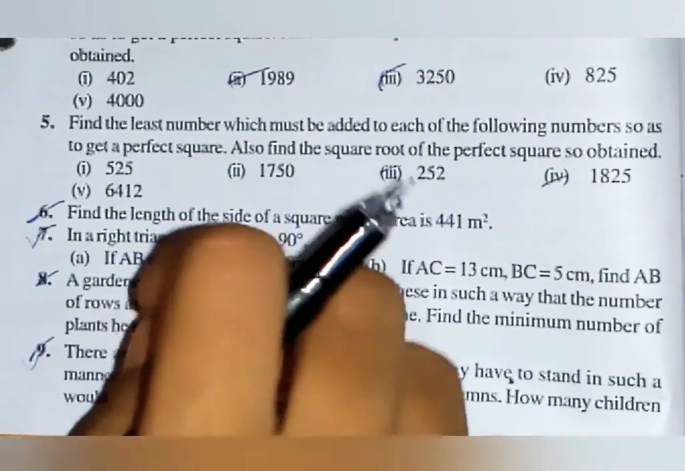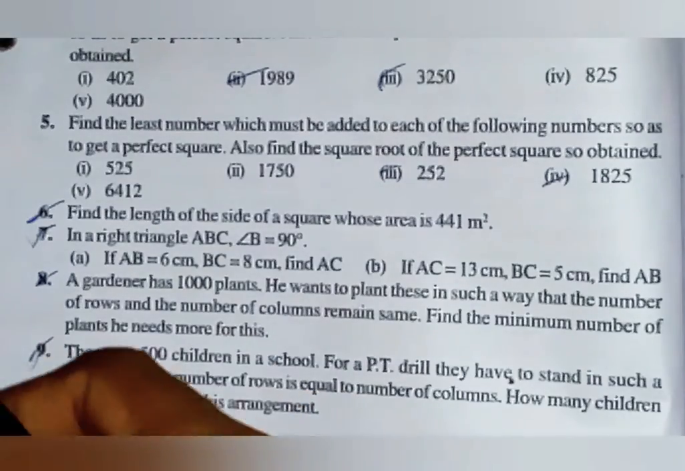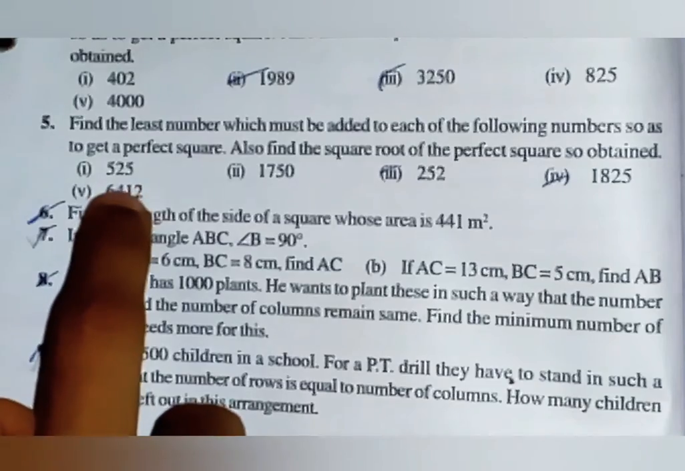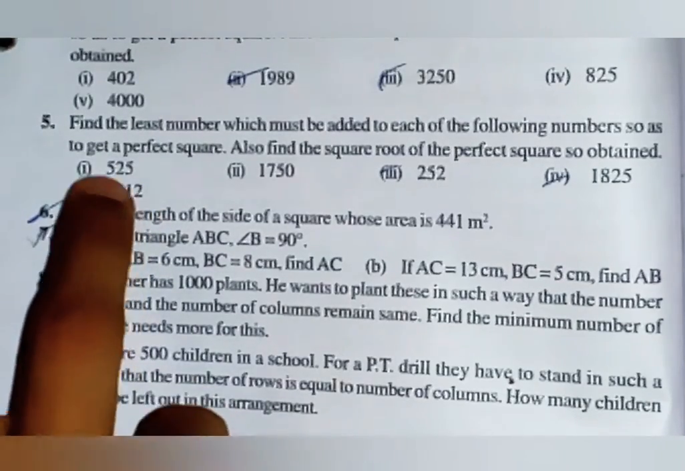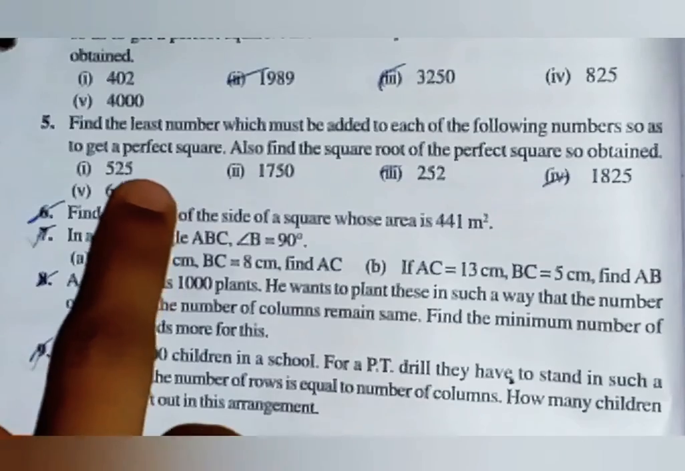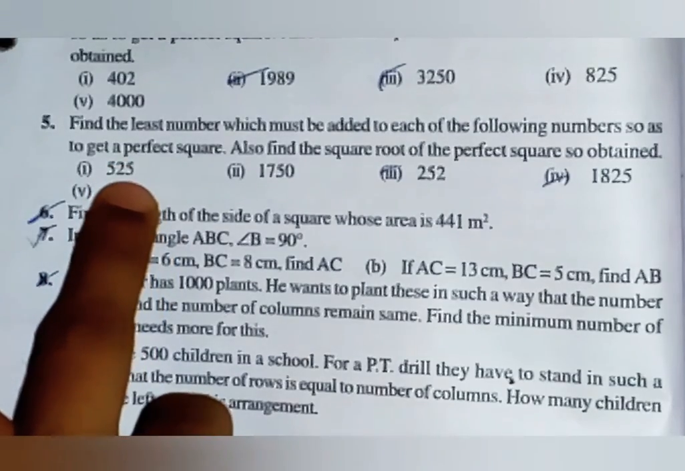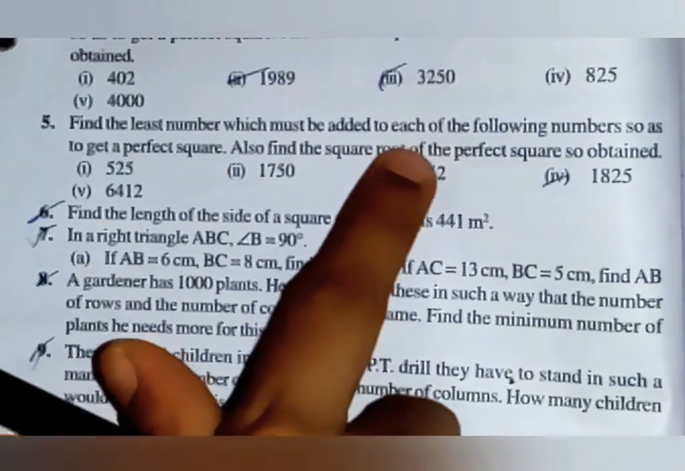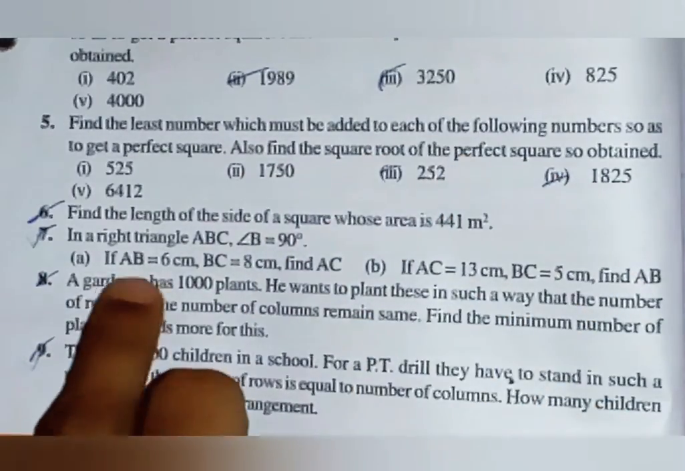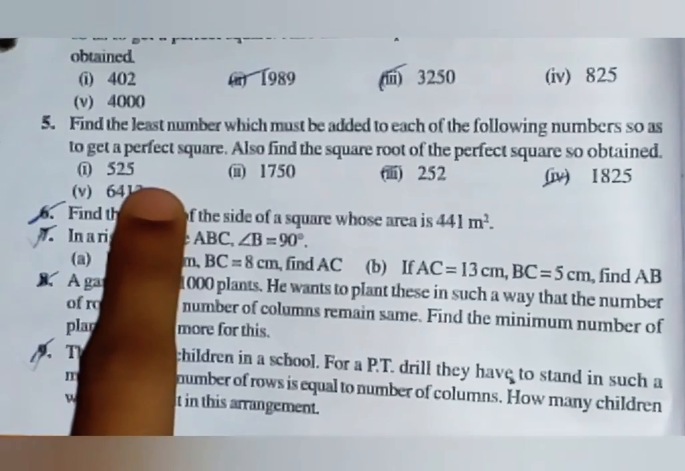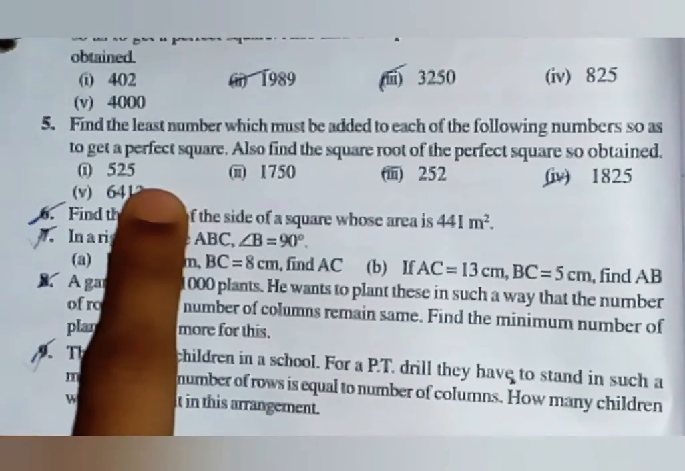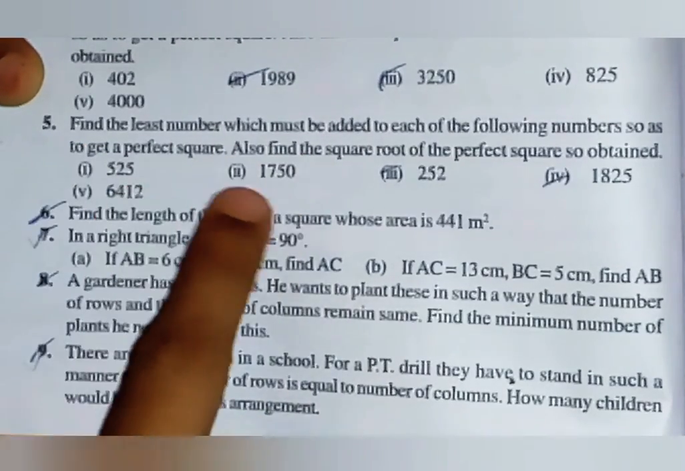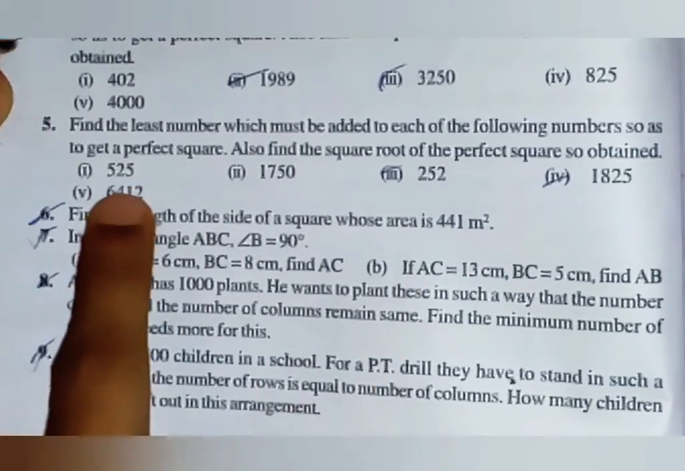So we have to find out which least number, the smallest number, we will add. We will add it, and then this number given in the question will become a perfect square number. After adding something we will get a new number, and that number will be a perfect square. Also find the square root of the perfect square so obtained, that is, we will have to find the square root of the new number. So let us see question number 5. One by one we will see the solution of this question.